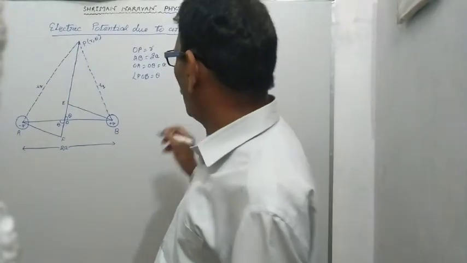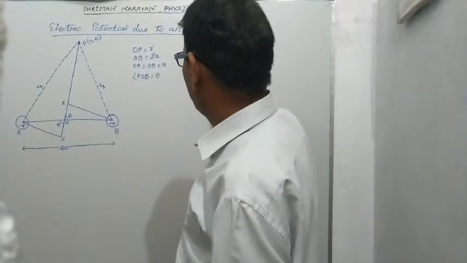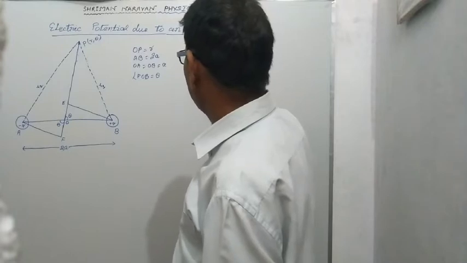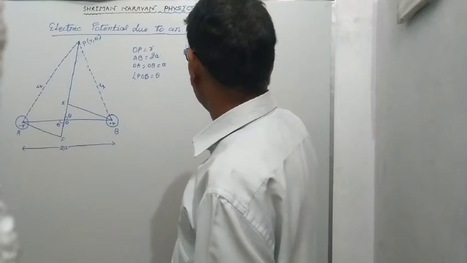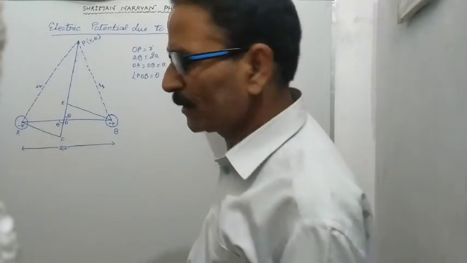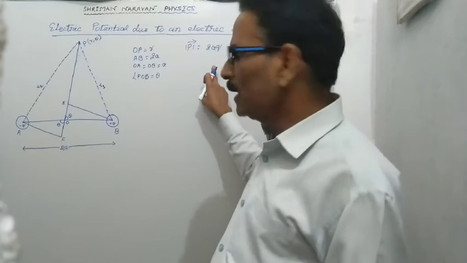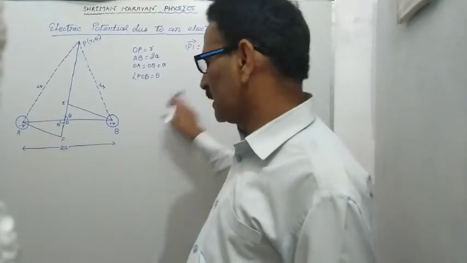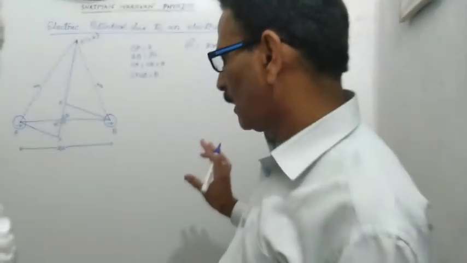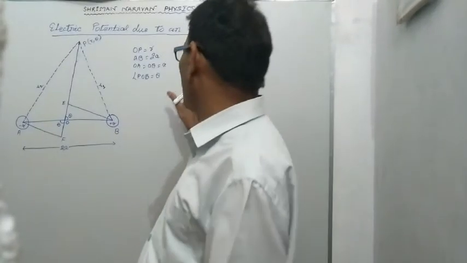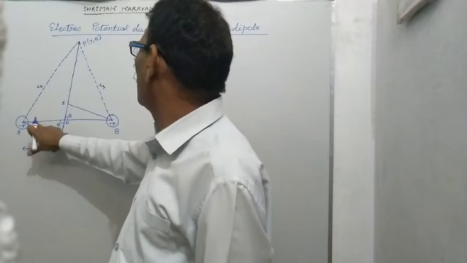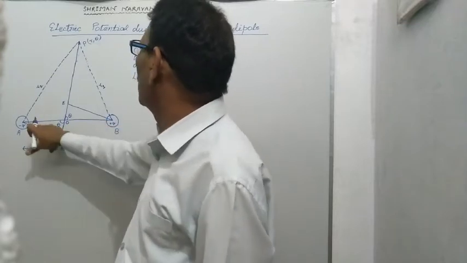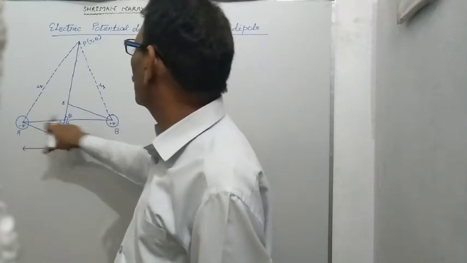Now the dipole moment p can be given as mod of p equal to 2aq, that is, the magnitude of either of the two charges multiplied by the distance between them. It is clear that this dipole moment vector p will act from minus q to plus q along the line joining the centers of these two charges.